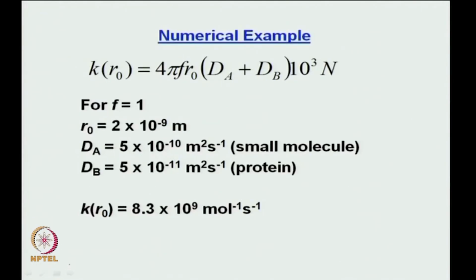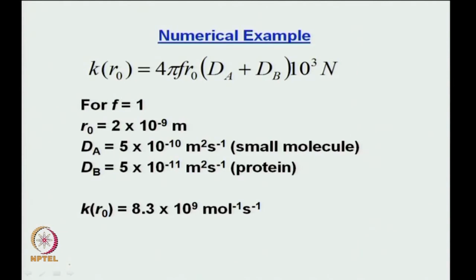Okay. So, this is just a numerical example, taking some numbers to give an idea. Say again we take f equal to 1, we take r naught to be 2 times 10 to the minus 9, 10 to the minus 9 is nanometers, right, that is 2 nanometers. Then d of A, which is for a small molecule, is 5 times 10 to the minus 10 meter squared second inverse. D of B is for a protein, say it is an interaction between a protein and a ligand, something like that. Then you can see that K of R 0 comes to be 8.3 times 10 to the minus 9 mole inverse second inverse.